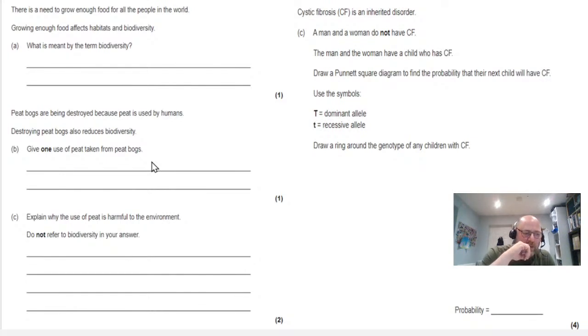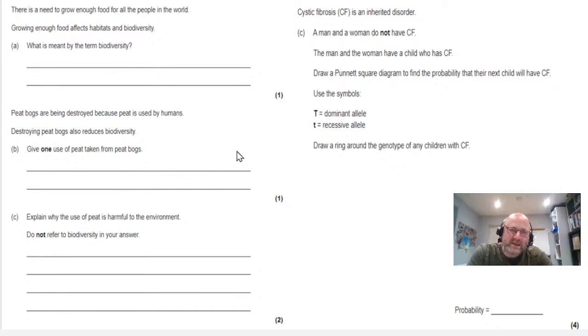Yeah, it's used as compost or fertilizer, produces CO2 when you burn it. It's also the habitat. You're destroying a habitat. Beth, it said you're not allowed to use biodiversity in your answer, which is a bit of a bummer because they talked about it earlier. They wanted you to come up with a new keyword. So, yeah, it'll reduce the number of habitats. Yeah, it creates wasteland.